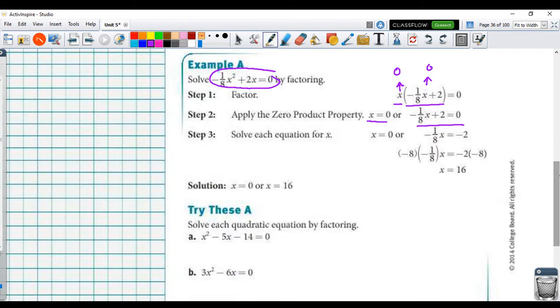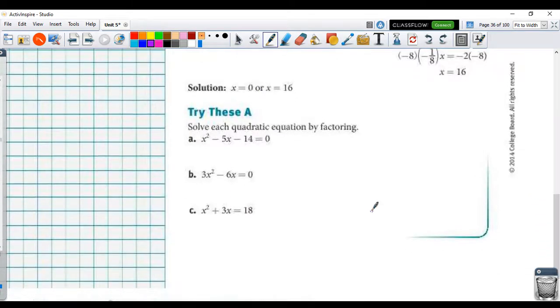These two solutions that we found should look familiar. They're the x-intercepts from the graph on the previous page. So we found the same two x-intercepts. That's a good sign. If the equation represented the graph and the graph showed those two x-intercepts, then those are correct. Okay, let's do one more together and then you can try a couple of them.